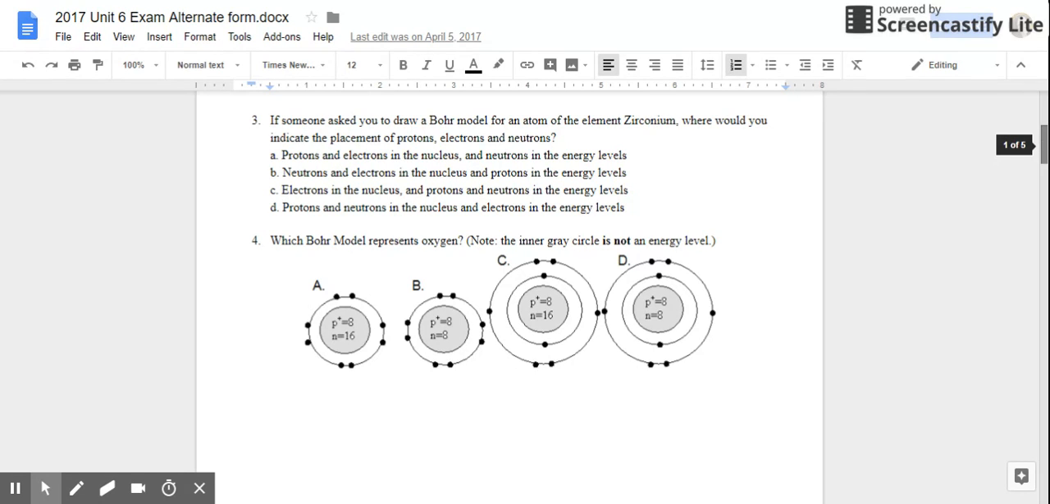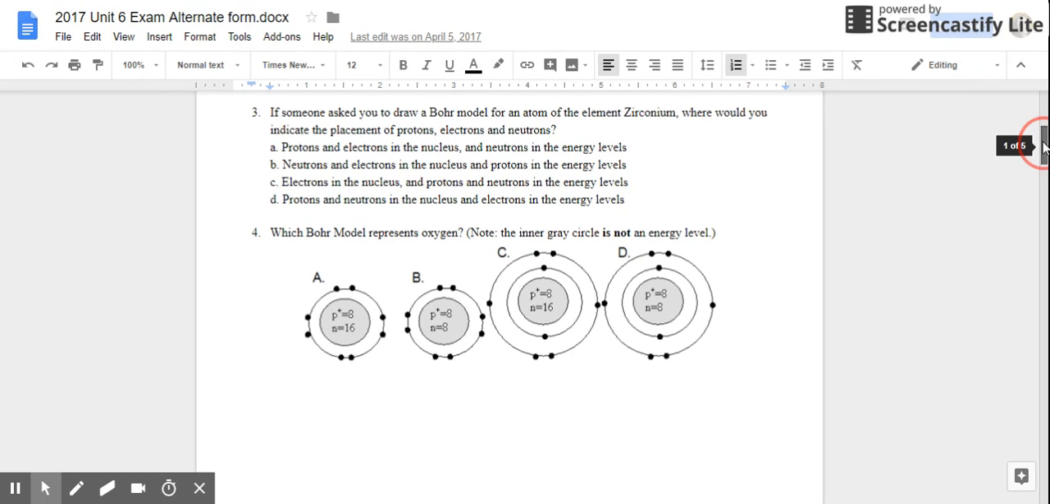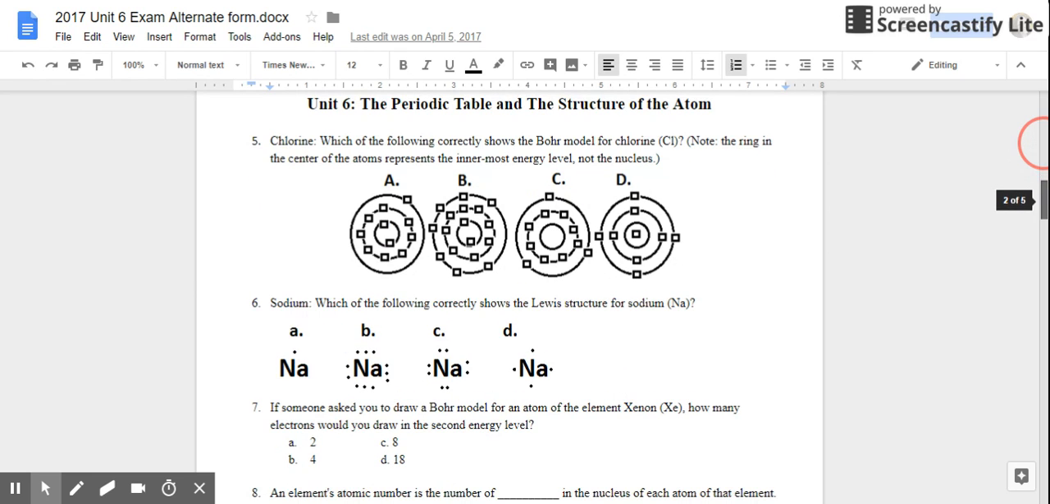Note that the inner gray circle is not an energy level. Okay, so you're going to have to look at those pictures and pick out which one represents oxygen. Question 5, chlorine. Which of the following correctly shows a Bohr model for chlorine, which is symbol Cl? Note the ring in the center of the atom represents the innermost energy level, not the nucleus. So this right here is the innermost energy level.